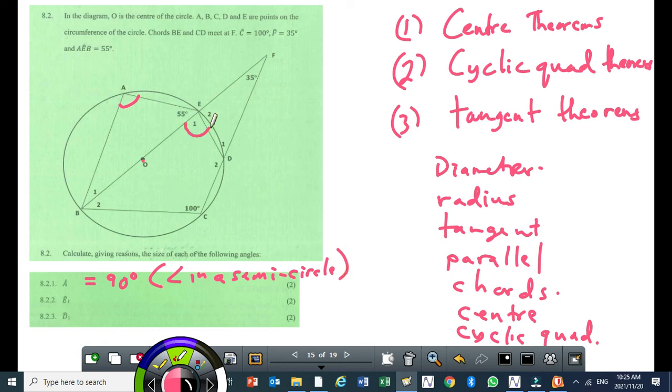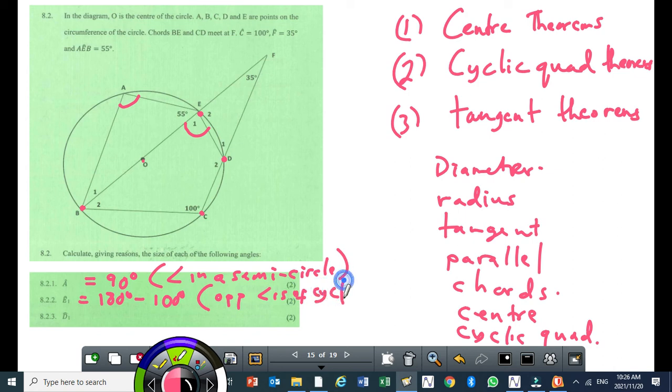Now, always try to identify cyclic quads. The moment you see a shape which looks like this, ask yourself, do I have a cyclic quad? Well, this question has one: B, C, D, E. It's a cyclic quad. So angle E1 plus angle C give you 180. So here I can say E1 is going to be 180 degrees minus 100 degrees. The reason there is going to be opposite angles of a cyclic quad.